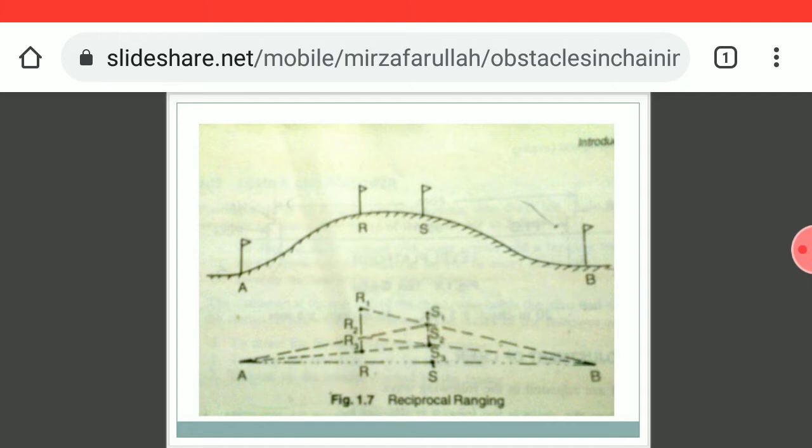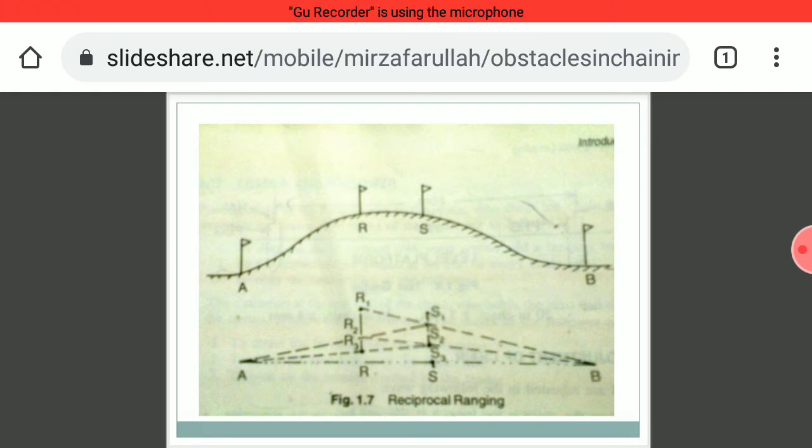I will be selecting two random points R1 and S1 away from the risen ground, such that if I hold the ranging rod at R1, S1 and B, they should come in a straight line.